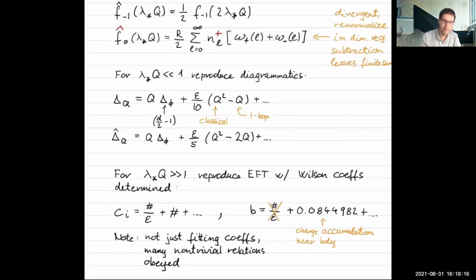So this sum is divergent. We have to renormalize it and then we are left with a finite sum. You have to analyze that finite sum. For lambda star times Q a lot smaller than 1, we matched diagrams. We did a one loop calculation, and the answers agree.